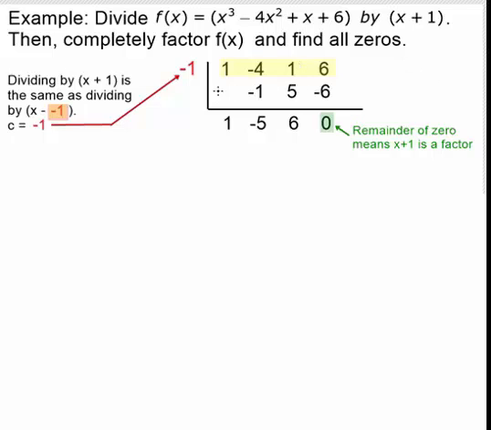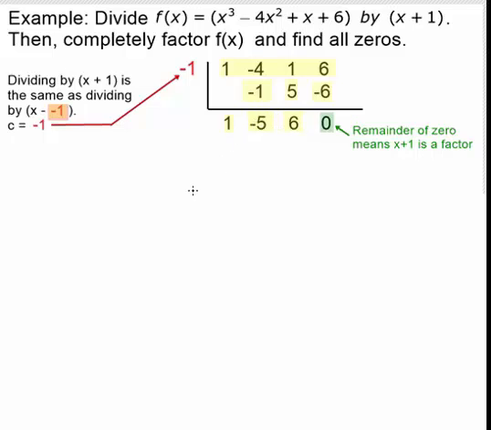We bring down our 1. 1 times negative 1 is negative 1. We add negative 1 and negative 4 to make negative 5. Then multiply negative 5 times negative 1 is positive 5. We add 5 and 1 to make 6. Then multiply 6 times negative 1 to make negative 6. Then we add negative 6 and 6, and we get 0 as a remainder. So our answer here is 1x squared minus 5x plus 6 with 0 remainder.